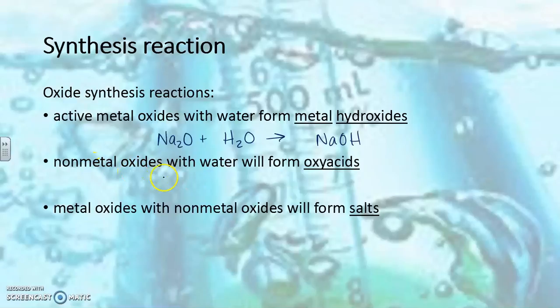Now, nonmetal oxides. An example of a nonmetal oxide would be SO2. If we react that with water, it's going to form an oxyacid.